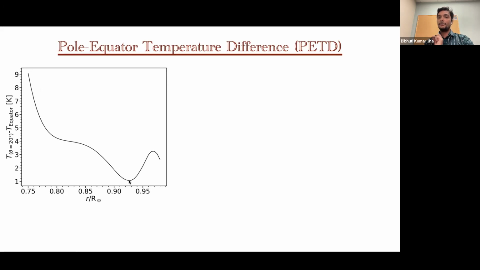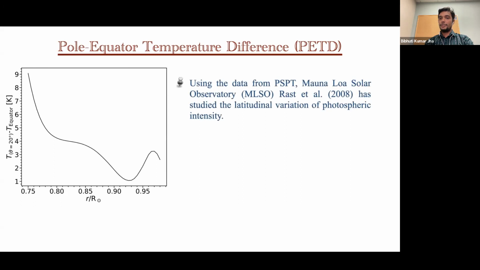And this is the region where we have seen the submerged polar jet. So after that, again, it is picking up. So what we have done is that we have compared with the observation. So there is a work by Rast et al. in 2008 using the PSPT Mauna Loa Solar Observatory data. And they have studied the latitudinal variation of the photospheric intensity. And based on their study, they estimated that the PETD is around 2.5 Kelvin.